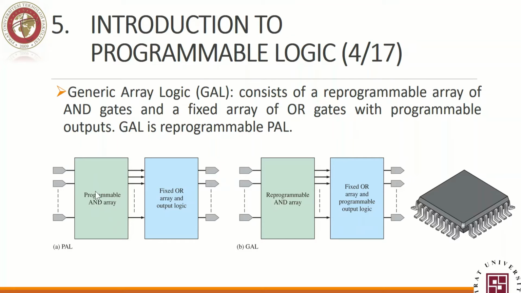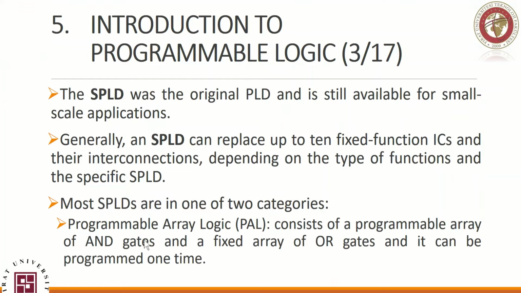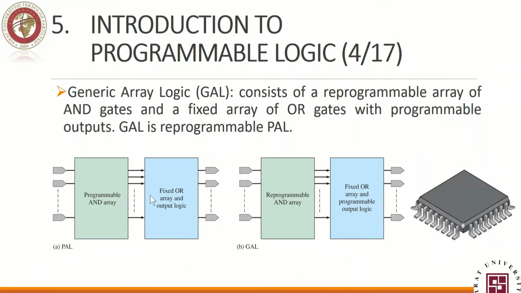The output will be based on the programming here. What we wire here, or what we keep as connections for the AND gate, matters, because you know the output of an AND gate is based on its inputs. So that's exactly how we program it. We will study this later in detail. So the first one, PAL, consists of programmable AND gates, an array of programmable AND gates that feed their output to a fixed array of OR gates. And then we have the output here.